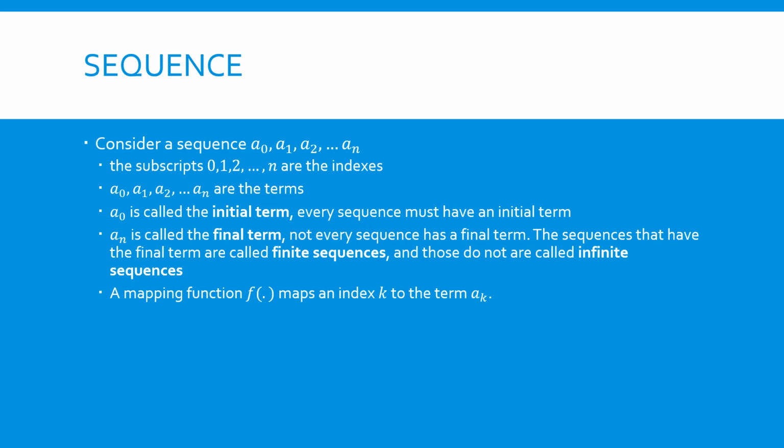A sequence may or may not have the final term. If a sequence has the final term, it is called a finite sequence. Otherwise, it is called an infinite sequence. A mapping function exists that maps an index k to a term ak. For example, the student names ordered by their IDs are a finite sequence. The indexes are the student IDs. The terms are the student names. The mapping function maps a student ID to a student name.